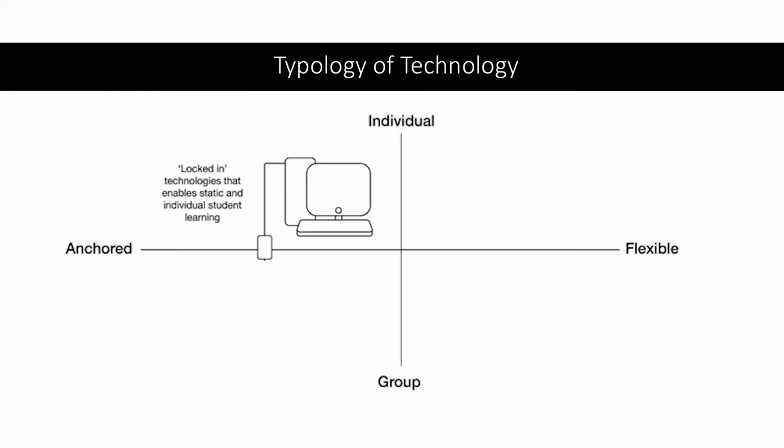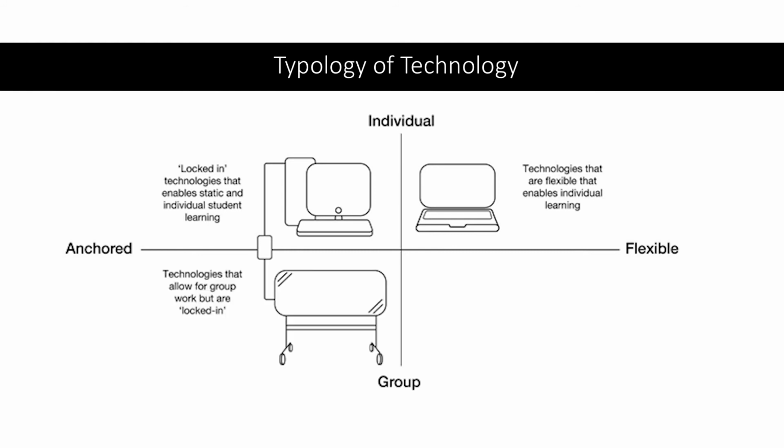The individual or anchored section recognises that some spaces provide locked-in technologies that, through lack of connectivity and movability, means student learning is largely static and individual. The obvious example is wired desktop computers or 3-dimensional printers that require workshop facilities. The individual to flexible section recognises that some spaces provide technologies that are flexible, for example video cameras, laptop computers, that are still basically individual in terms of how they are normally used.